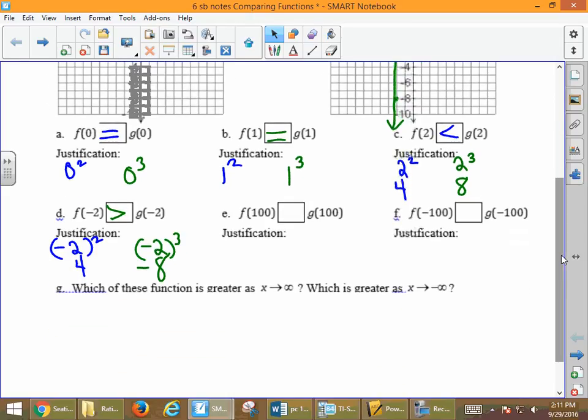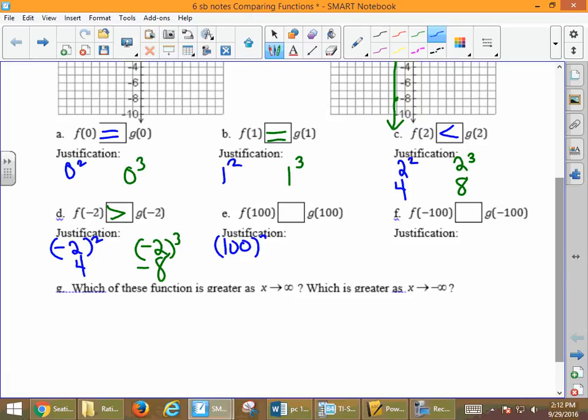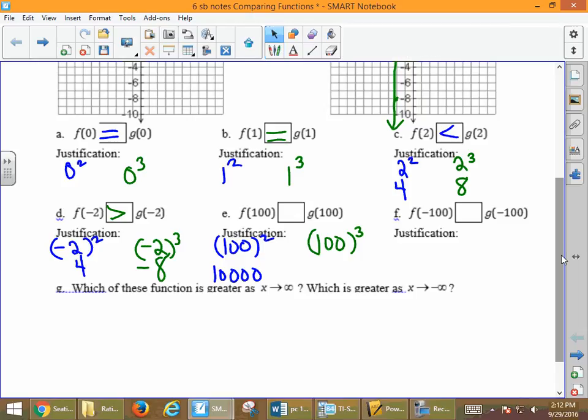If we look at f of 100, well, then we're going to be looking at 100 squared. We're going to compare that to 100 cubed. And if you need to, you can type that in your calculator, but 100 squared is 10,000. 100 cubed is 1,000,000. And 1,000,000 is definitely bigger than 10,000. So f of 100 is going to be smaller than g of 100.